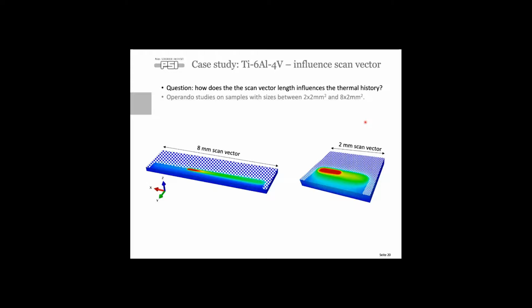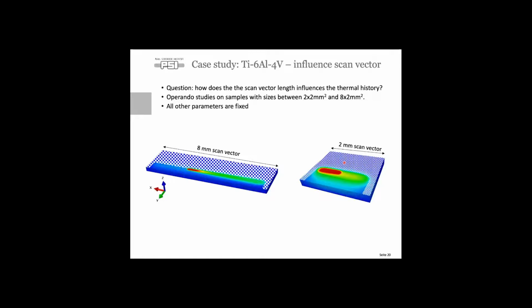And so what we have done is many operando experiments on samples with various sizes. And I will focus on two different sizes, one where we have a scan vector of 8 millimeter, so we go back and forth over 8 millimeter in length, and we're going to compare that with another sample which is only 2 millimeter in size. And intuitively we already know, of course, there's going to be an influence on the thermal history, and with our method I will show you that we can actually track this and quantify this difference.